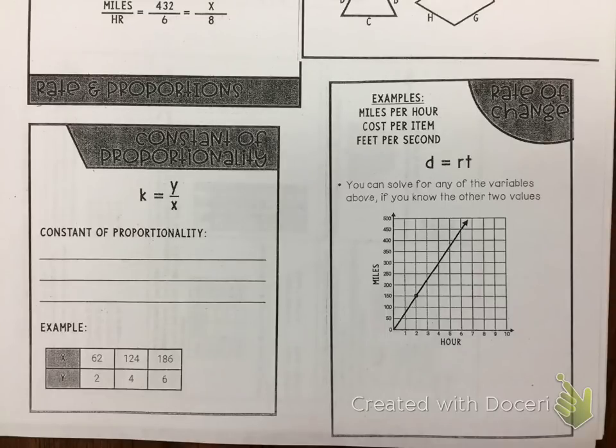The second part of your notes involves constant of proportionality. Remember that all that really means, guys, is unit rate. So it's a fancy way to say unit rate. Sometimes they use the letter K, and sometimes they use the letter R. You've kind of got to know both. So K or R is our unit rate.